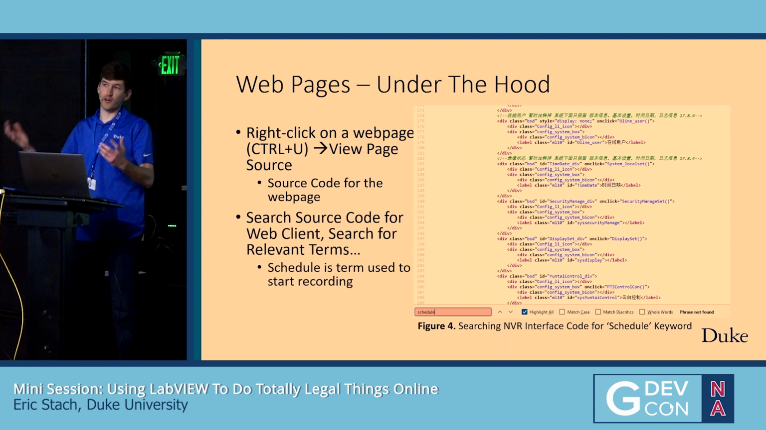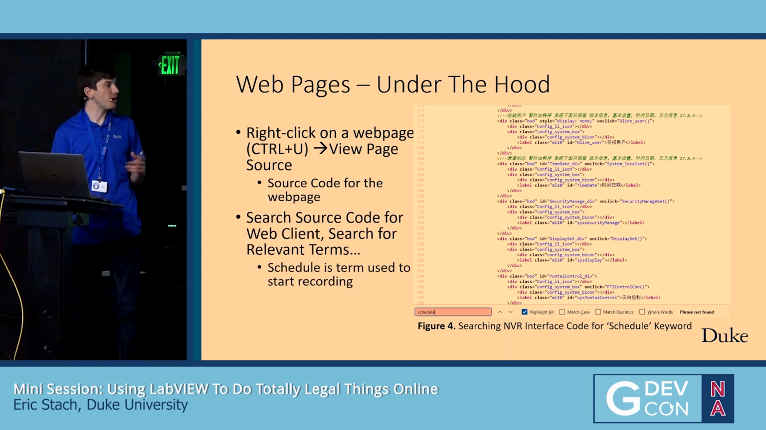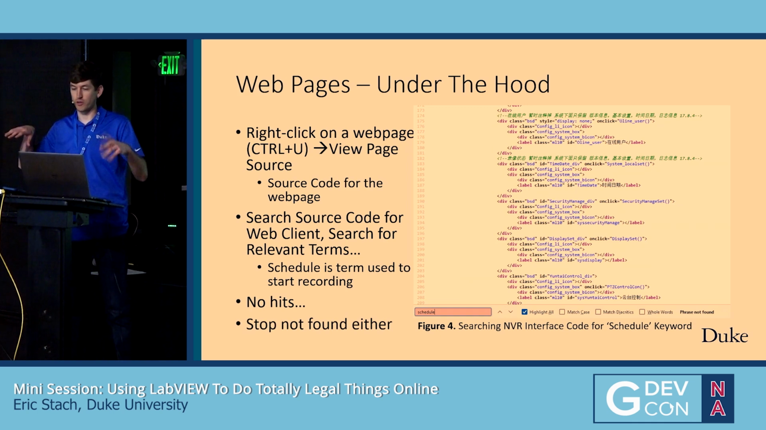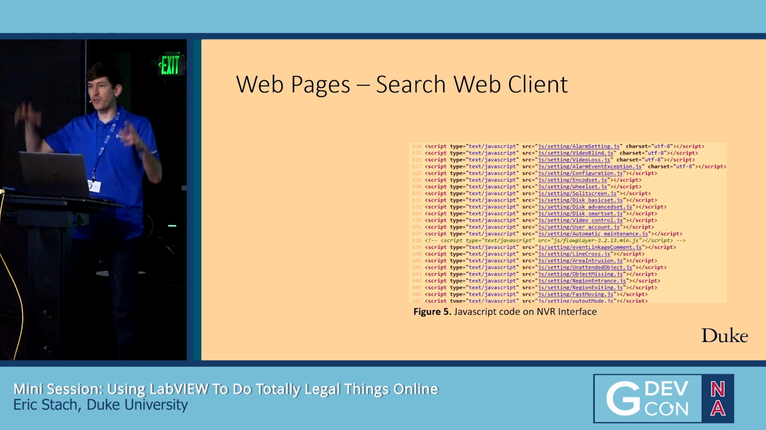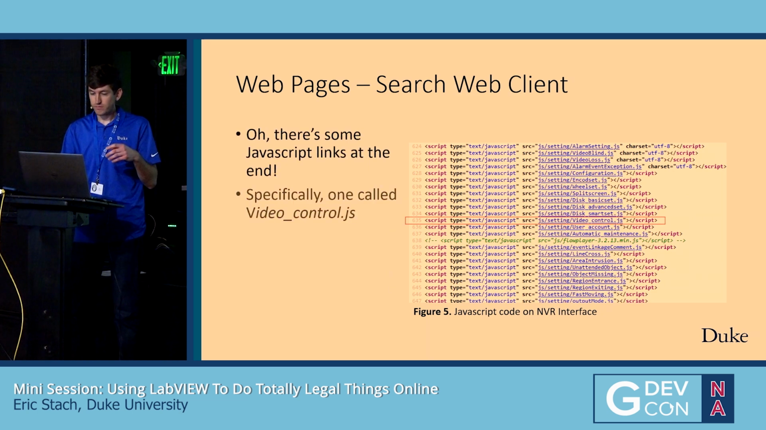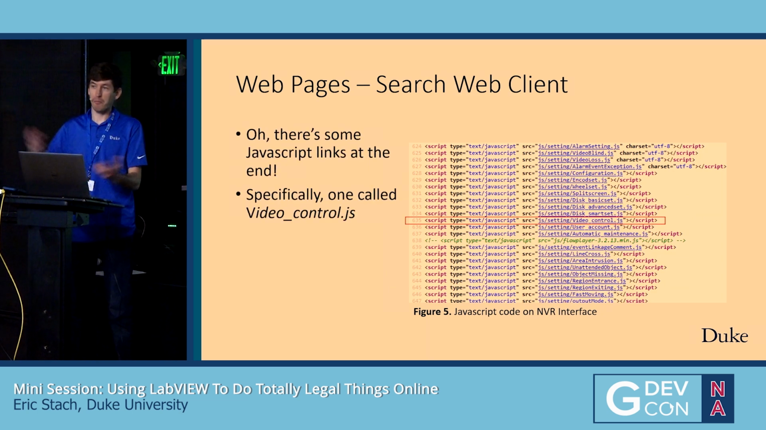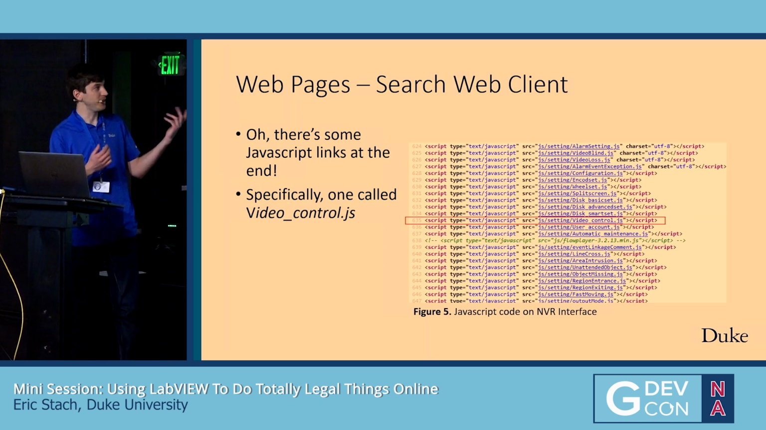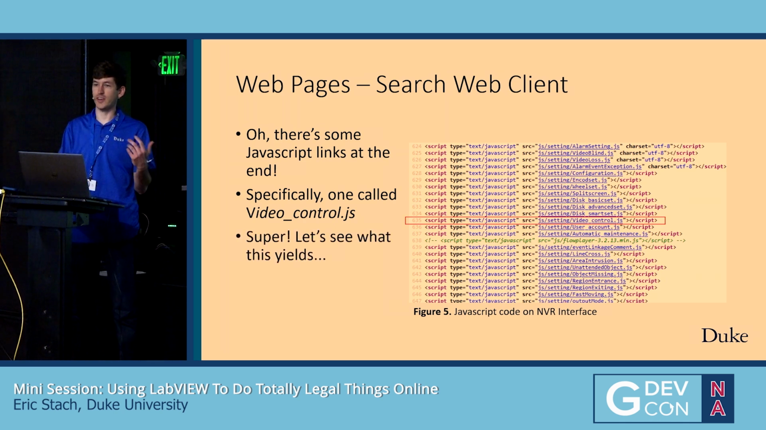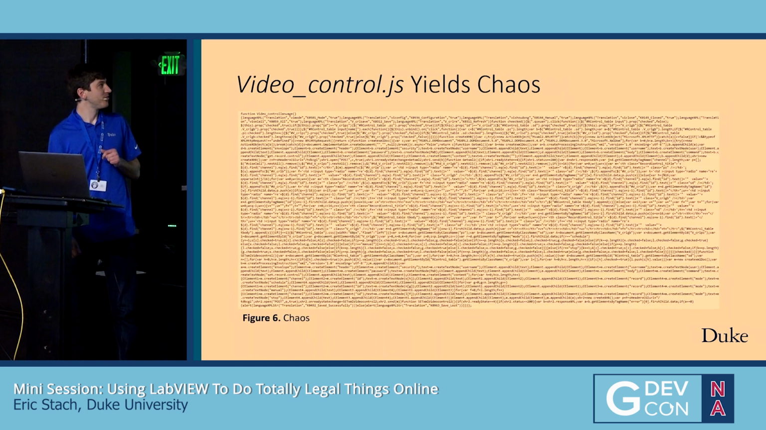So my first inclination, since I know really nothing about web development, was to search for terms that I think are relevant, like schedule or stop, and there are no hits, and I can't find anything useful. So I scroll down, and I see a bunch of JavaScript links at the end, and I see one that's called video control, and I was like, all right, this seems useful. I would imagine this would be in the video control. So let's click on this and see what it yields. And it yielded chaos, just an unformatted giant string.